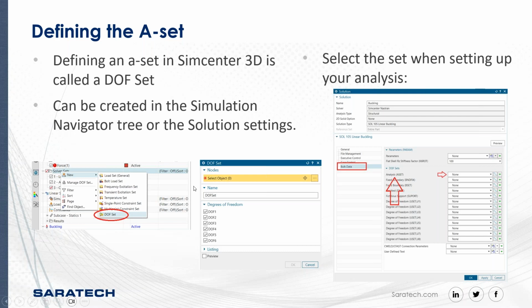So in SimCenter 3D, there are a couple of ways you can go about defining your solver sets, or what are called degree of freedom sets. In the tree, you'll see the option for solver set. You right click, go New, and go to Degrees of Freedom Set. Or during the analysis, when you're setting up the solution, you'll see in the bulk data under analysis set, this is where you'll define or assign which analysis set you want to use, and you can also click on that to create your new degree of freedom set.